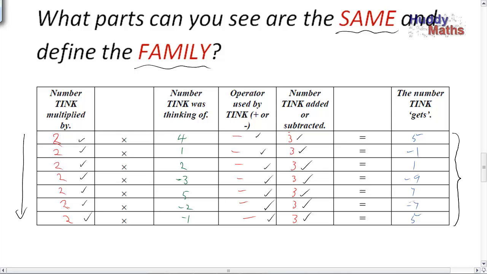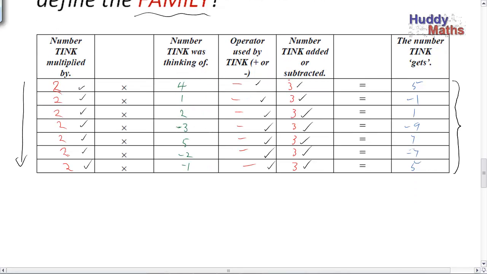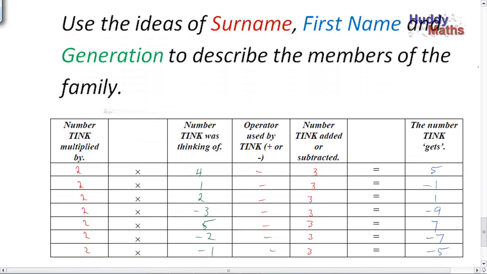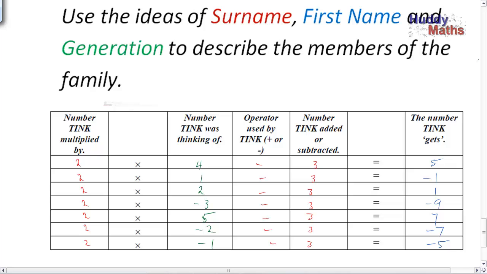So let's try and apply the idea that we've been building up. What is the same? What is different? For naming members of this mathematical family. So come down here now, and here's my next question. Look at the colour, mate. Use the idea of surname, first name, and generation to describe the members of the family. These are the members that we're producing, isn't it? Okay. Look at the colours. Colours are a clue.